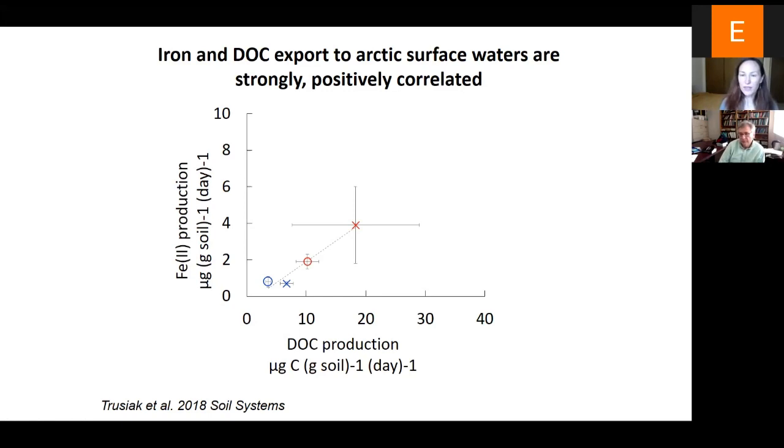Some of that iron, we think, of course, is complexed with the DOC, which is one reason why there's a strong relationship. And what I should have pointed out is that these are averages for different sites in the Arctic. So the iron and the DOC co-vary on the landscape. That's what we see certainly in the surface waters, but the export of them from the soils also co-varies. These waterlogged soils build up both iron and DOC, and then that gets flushed to surface waters.